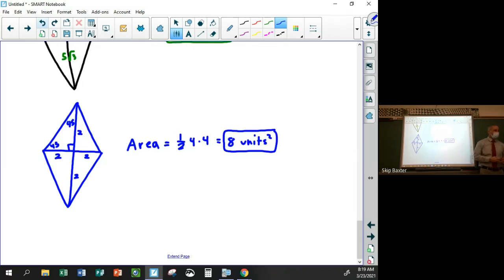Okay? So you've got to figure out the lengths of the diagonals, whether that requires you to use trigonometry or Pythagorean theorem or special triangles or whatever. You need the lengths of the diagonals before you can apply this formula.